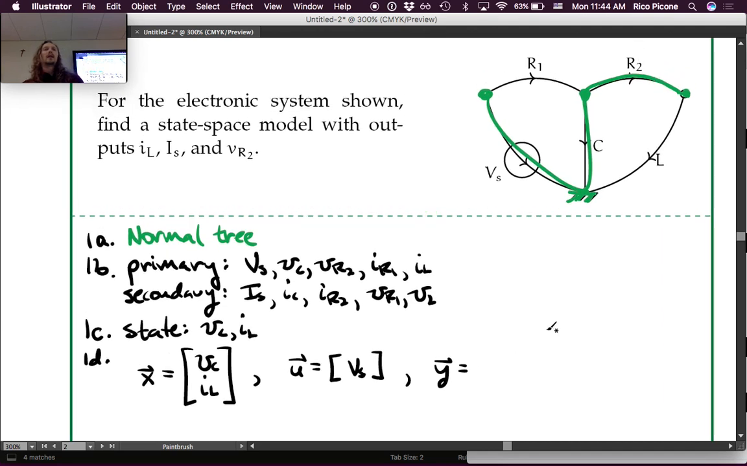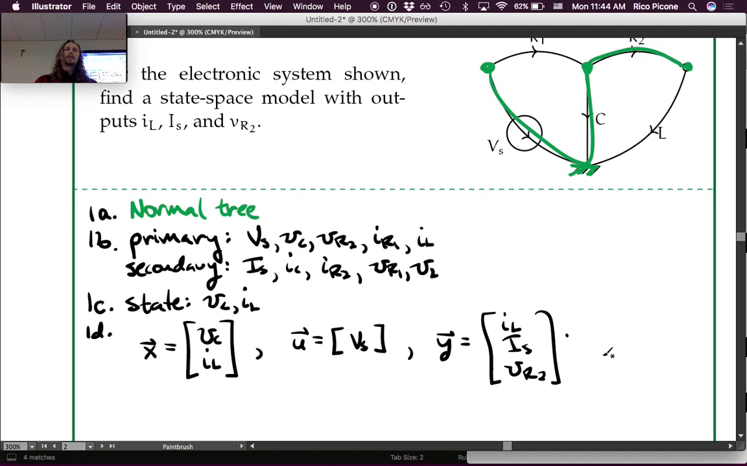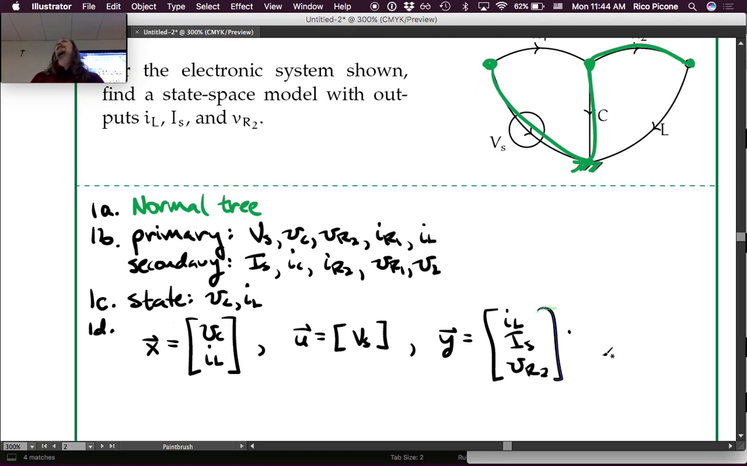And outputs are prescribed. They have to be given in the problem, or you have to know as a designer what you care about, right? So we care about, apparently, the current through the inductor, the current being delivered by the source, and VR2, the voltage across resistor 2. So we can just list those: IL, IS, and VR2. Any questions on that? All right, we are ready for E.